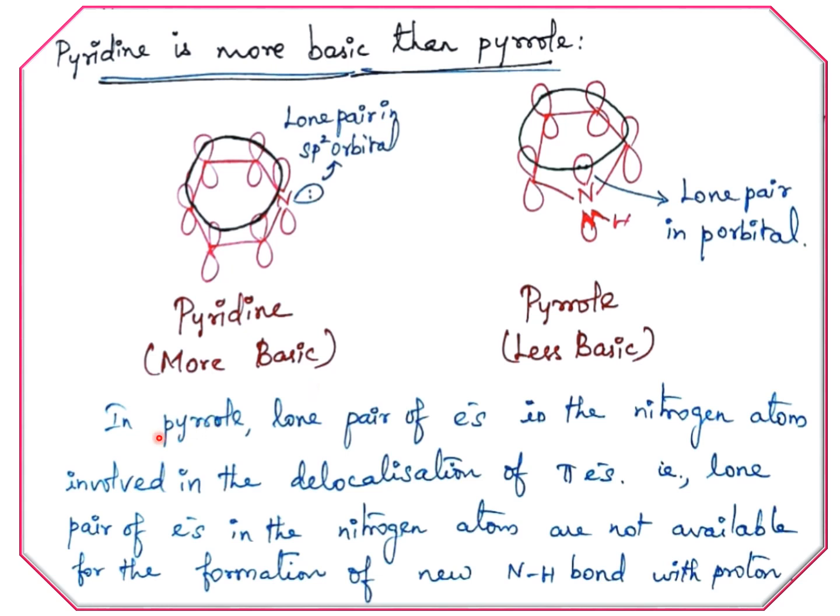Let us discuss once again. In pyrrole, the lone pair of electrons on the nitrogen atom is involved in the delocalization of pi electrons. That is, the lone pair of electrons is not available for the formation of an N-H bond with a proton. But that is not the case in pyridine, because of the easy availability of its lone pair of electrons for further reaction with the acid compound. It is able to form a new N-H bond with protons.